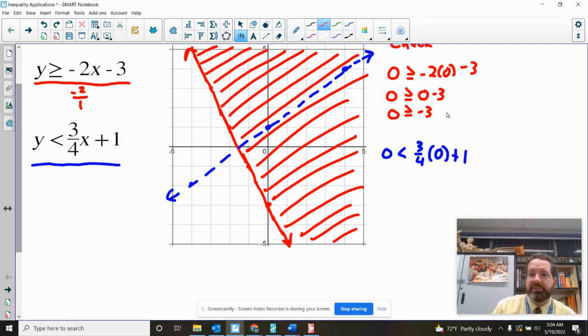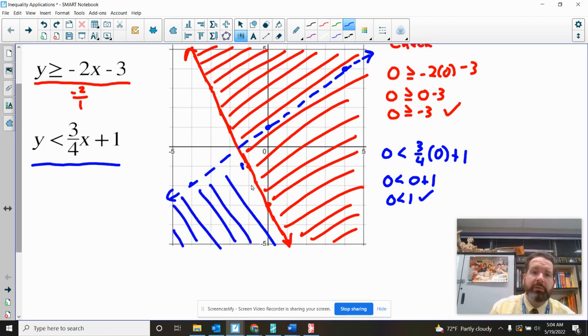I want to just note here, this was a true test check. I'm going to come back down here. So 3/4 times 0, that's just 0. 0 plus 1 is just 1. Is 0 less than 1? Yes, it is. That's true. So that means this test checkpoint of 0, 0 is in the shaded region, which is below the line. See how that works out? So my shading for the blue is going to go down in here.